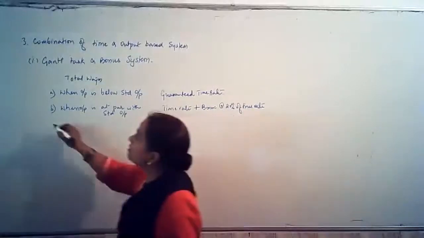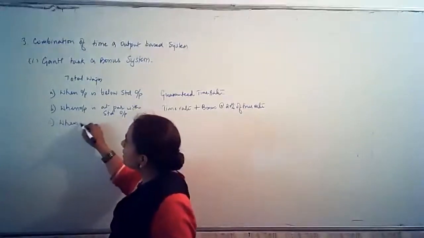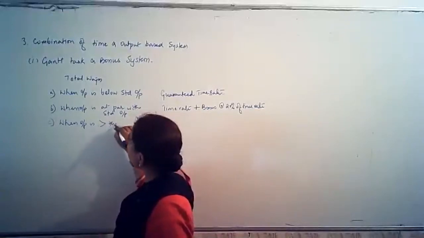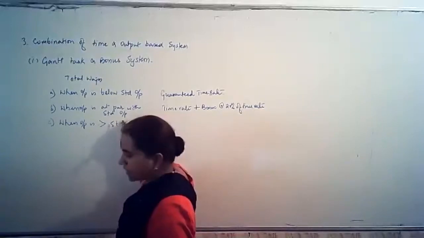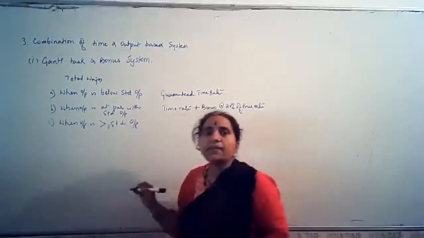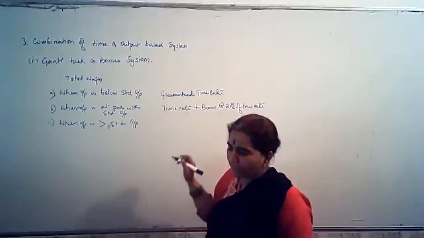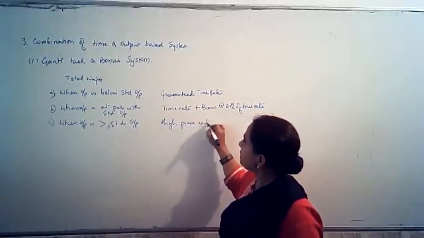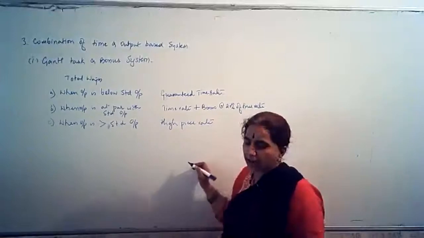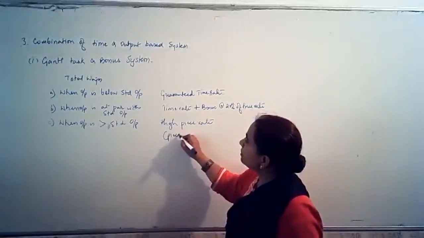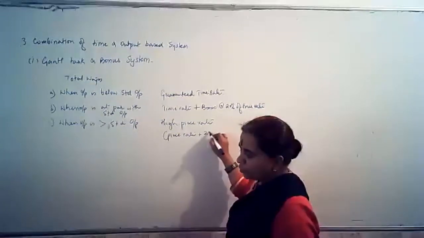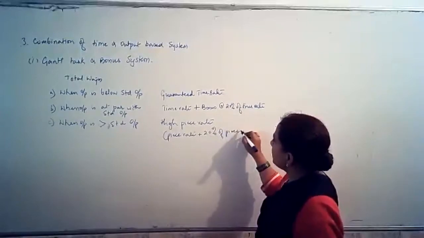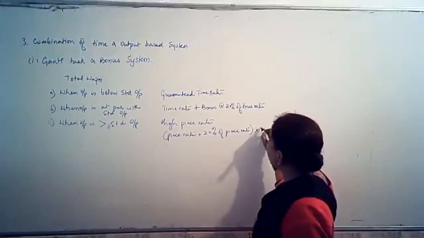Next one, third situation, when the output of an employee is more than the standard output. When he manufactures more than the standard output, he will get a high piece rate. High piece rate he will get. How do you calculate the high piece rate? First you will calculate the piece rate, then you will add 20% of the piece rate. You will add it to it, and then you multiply with the actual output.